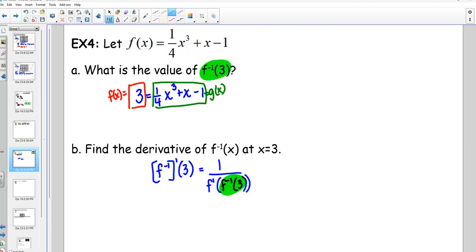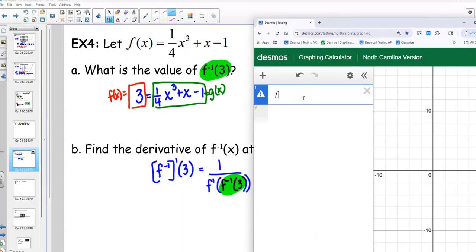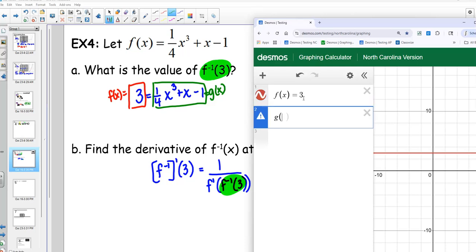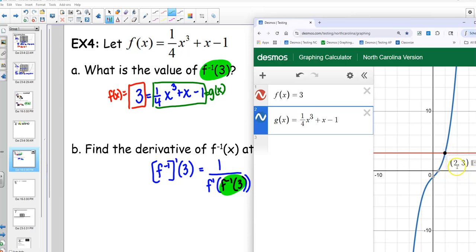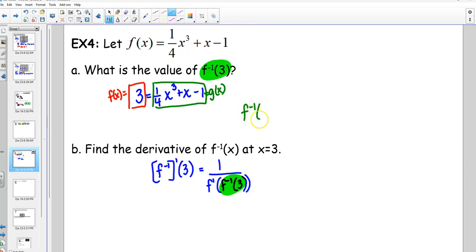So I'm going to go over here to the Desmos, and I'm going to type in f of x equals 3. g of x equals 1/4 x to the third plus x minus 1. This is another reason it's good to use x's instead of y's. It will graph this for us. What are we looking for? Where they cross. That happens right here. You are solving for your x coordinate. 2 is your answer. So f inverse of 3 just equals 2.